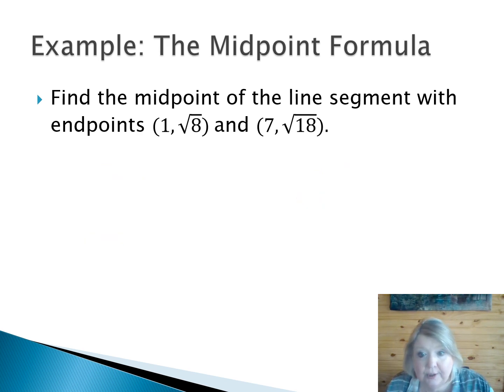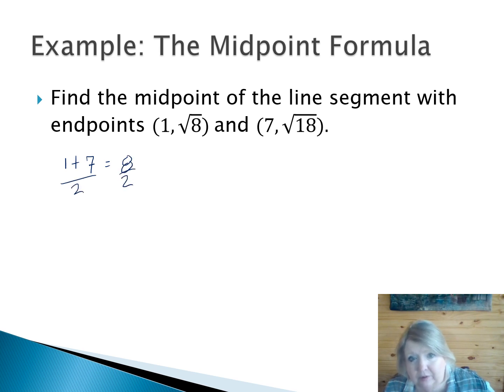And just to show you one that's as ugly as I can make it, I threw in a couple of radicals. So find the midpoint of the line segment with these endpoints, where the x's are really all nice. I didn't bother changing them, did I? So that's going to be 8 over 2, which again is going to be 4.